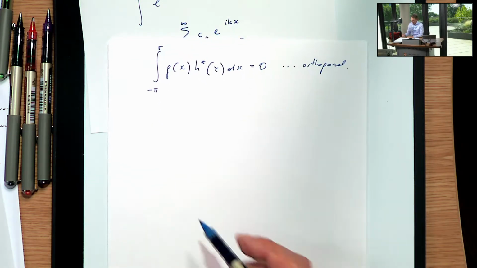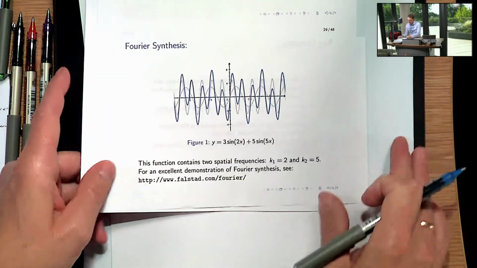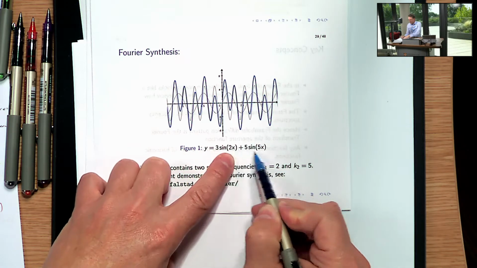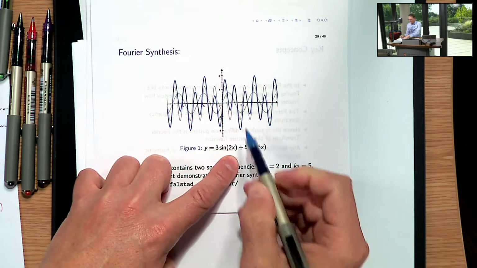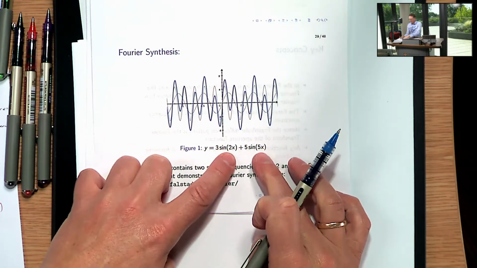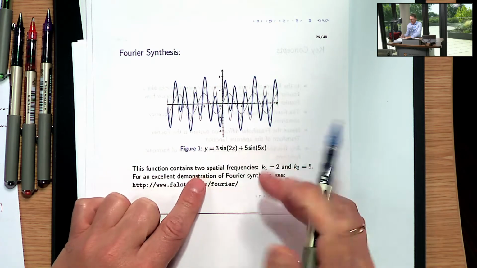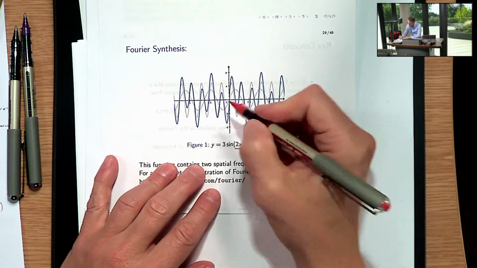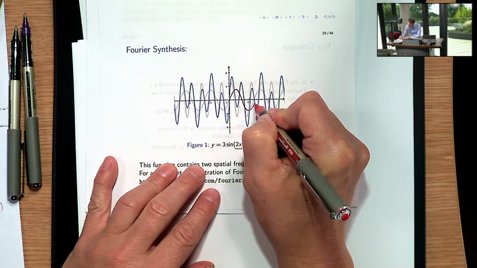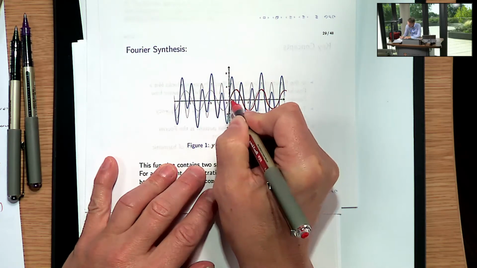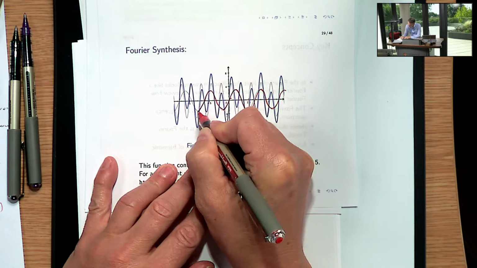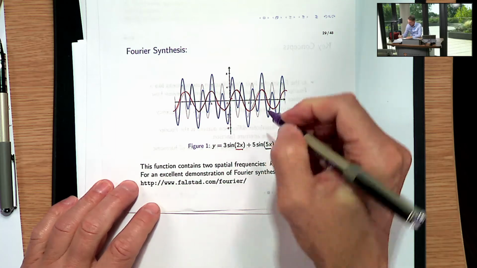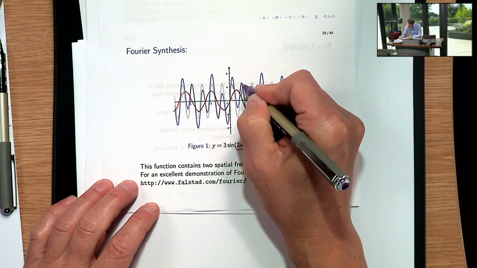So here you have one example which I show you. You have two functions, 3 sine 2x plus 5 sine 5x. Sine 2x and sine 5x are definitely orthogonal, so the integral of this would be 0 for these two components. If you add these two components up, you see underneath, I'll just draw this in. This is a slow frequency, that's the sine wave. Sine 2x goes through 0 like that, and then there's the other sine wave, 5x, which is oscillating much faster. You can see that here.